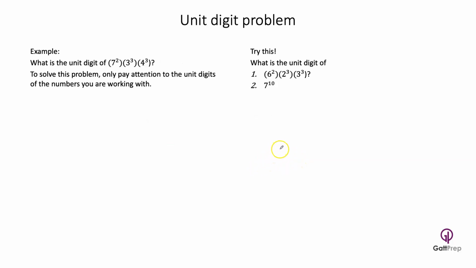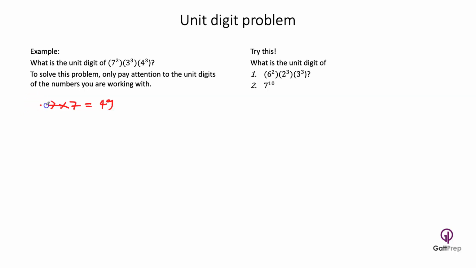Now, we turn our attention to unit digit problems. Some problems will ask you to find the unit digit of a large product like the one in this example. So here you have, what is the unit digit of 7 raised to the power 2 times 3 raised to the power 3 times 4 raised to the power 3? Essentially, we have to find the unit digit of this product. Okay, so to solve this problem, only pay attention to the unit digits of the numbers you are working with.